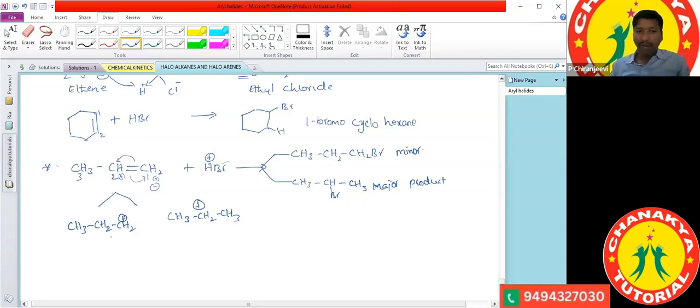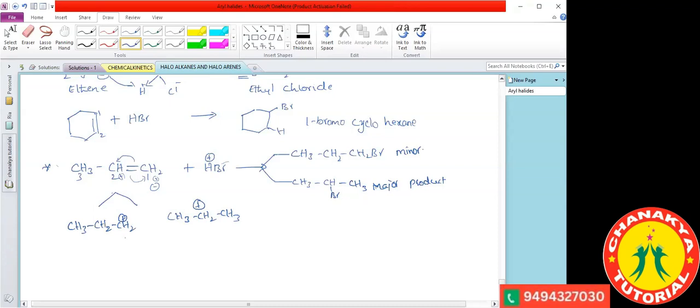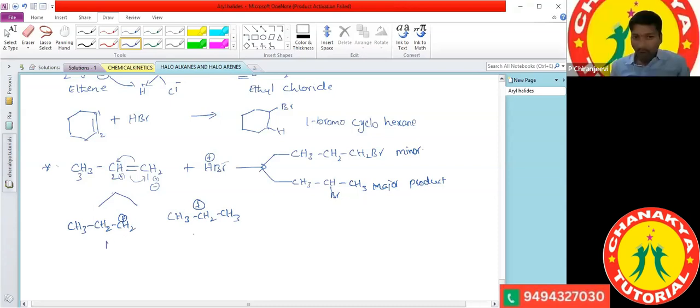Which one is the primary carbocation and which one is the secondary carbocation? The first one is primary and the second one is secondary. Very good, Aditi. First one is the primary carbocation, second one is the secondary carbocation.